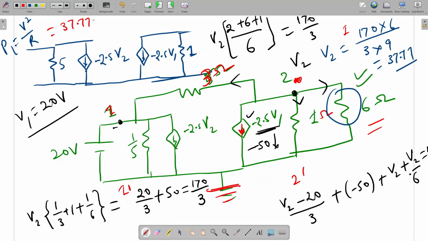37.77 whole square divided by this R value, 6. So 37.77 whole square divided by 6.